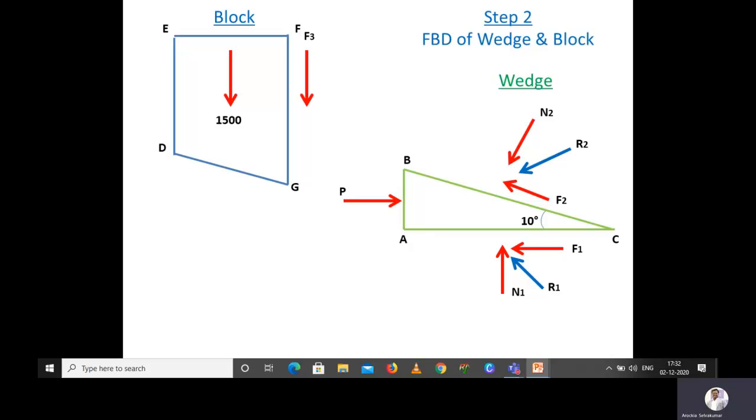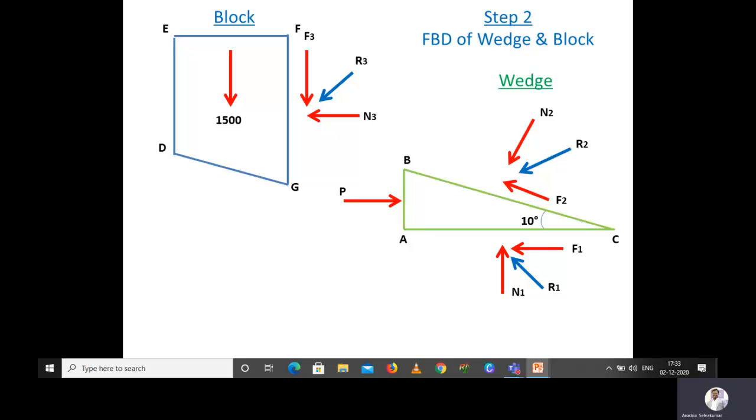And similar to the wedge, here also the FG surface is in contact with the surface. So we will have a normal reaction, that is N3. So these two forces, that is normal reaction and frictional force, can be replaced with a single force, that is resultant R3. So F3 can be called limiting friction also. Even F1 and F2 are nothing but limiting friction.